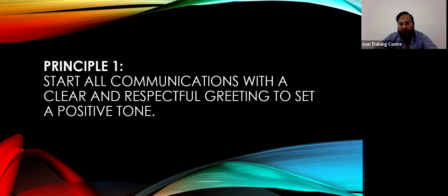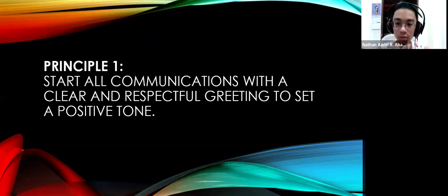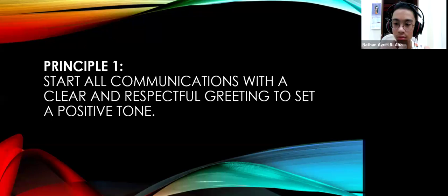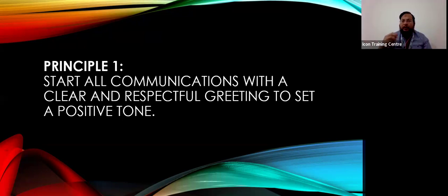And what would happen if you start with a negative tone? They won't greet you properly. I think they're not happy with you. Yeah, that's perfect. So the first thing is always communicate with a clear and respectful greeting. Clear means confident, and respectful means give respect to everyone, so that everyone feels positive and you can have a positive impact on your audience.